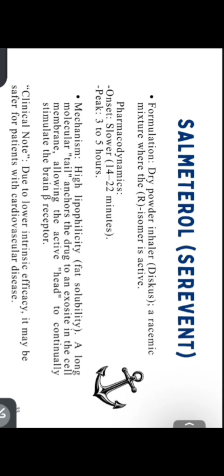So we all know most inhalers float around the cell, but salmeterol has a long greasy tail. This acts like an anchor, as you can see in the picture, burying itself into a specific spot on the cell called an exosite. While the tail stays anchored, the active head of the molecule can flip in and out of the receptor, repeatedly activating it over and over again for almost 12 hours.